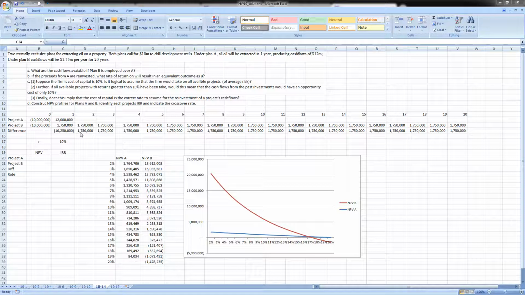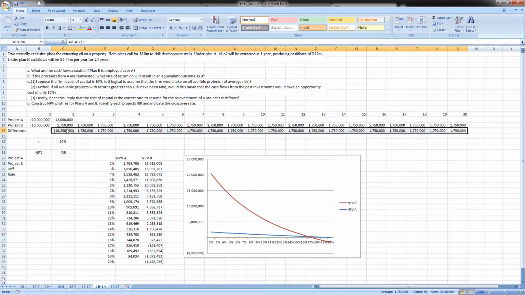If the proceeds from A are reinvested, what rate of return will result in an equivalent outcome as B? So what we're saying is, of the difference in these two cash flows, what is the equivalent rate, or what can we reinvest in? That is, this difference right here, this $10.25 million, at what rate can we invest to get this annuity stream so we're indifferent? So we could simply just analyze this annuity to solve.